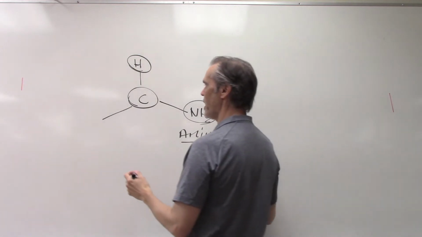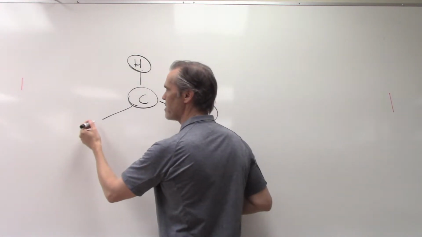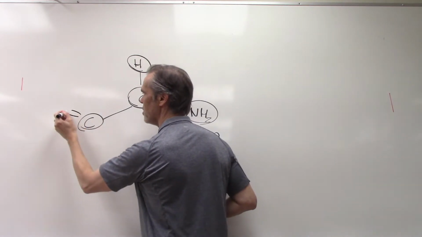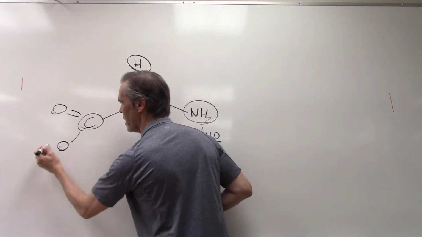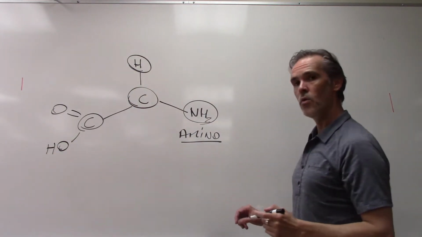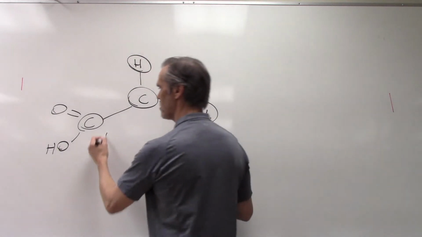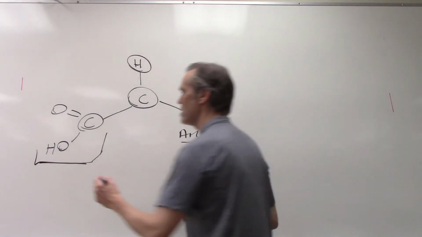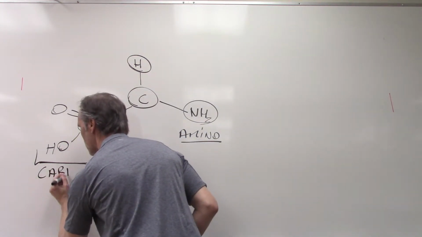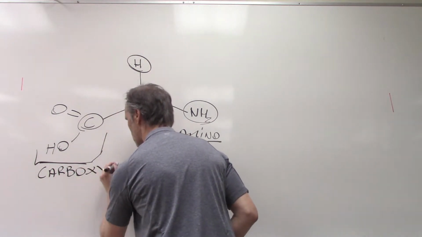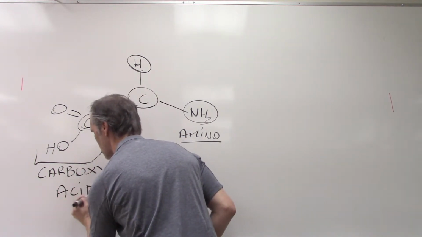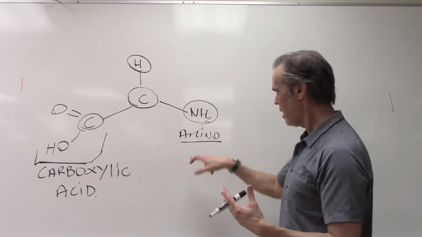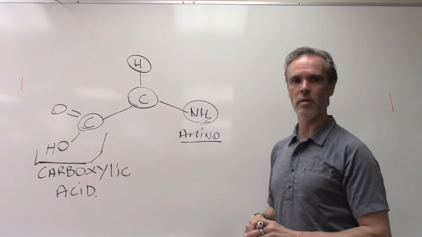And then what I would have right here is another carbon, but then I have OH, right? So we know that this part here is our carboxylic acid group. Carboxylic acid, okay? Amino acid, right? Amino acid. That's why they're called amino acids.